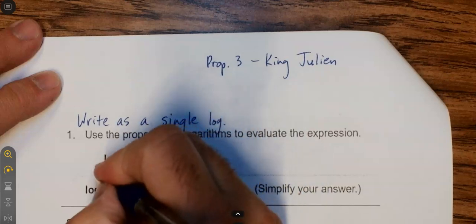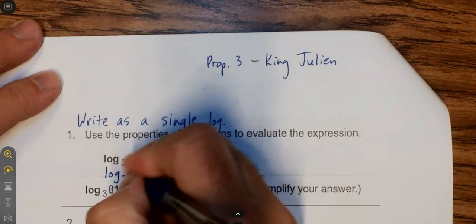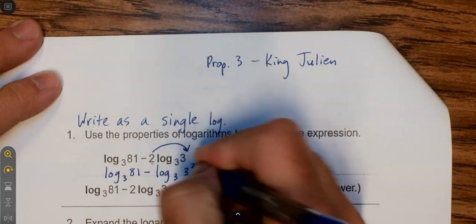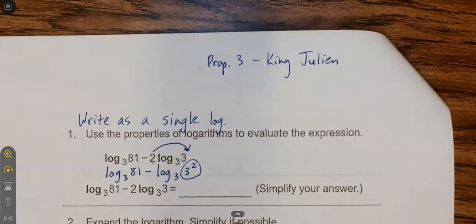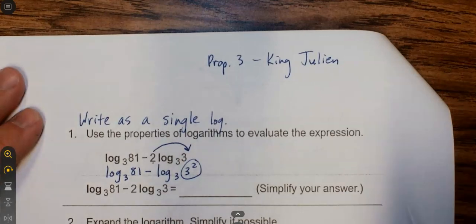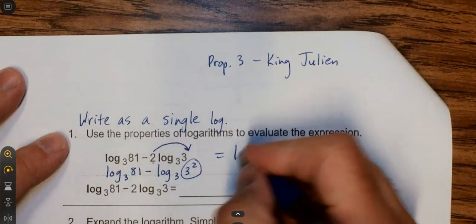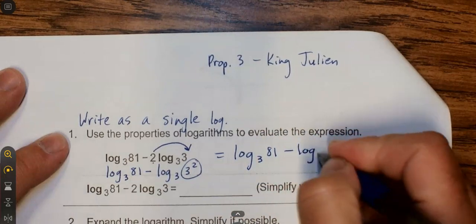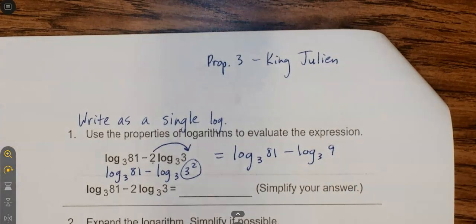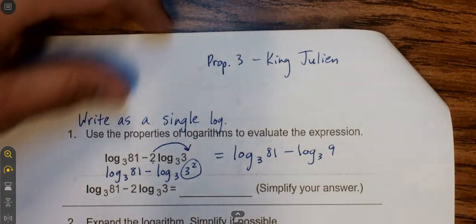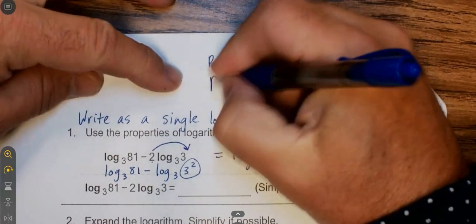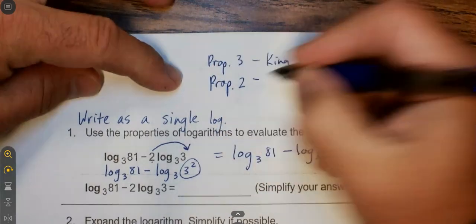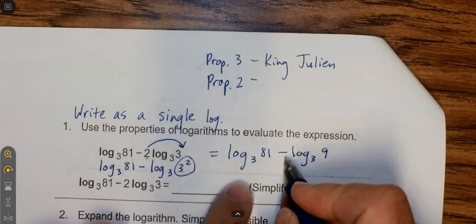And so that would literally say log base 3 of 81 minus log base 3 of 3 squared. Do we know what 3 squared is? 9. So we have log base 3 of 81 minus log base 3 of 9. So that completes King Julian's property 3. And now we've got to use property number 2.